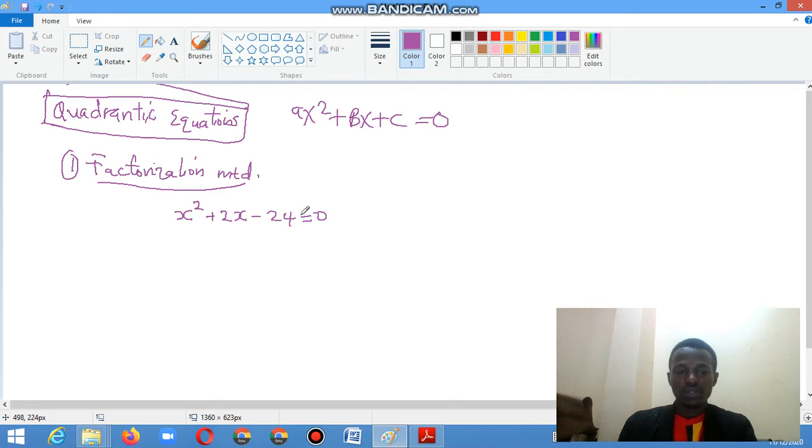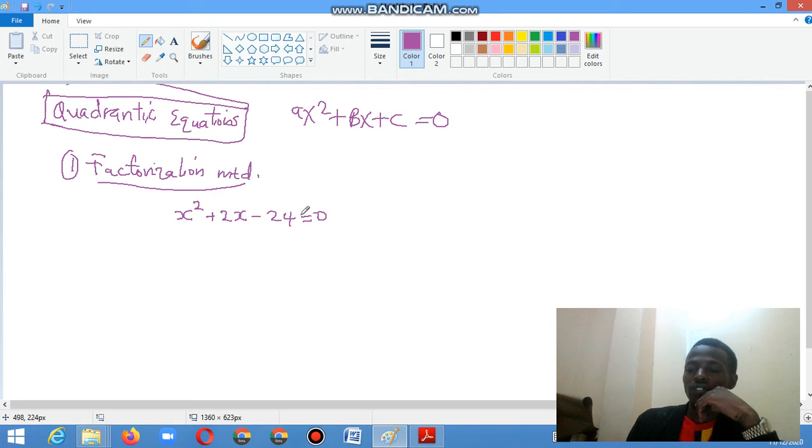Remember, quadratic equations have the highest degree 2, as you can see. If it is more than 2, they are no longer quadratic equations, but polynomials. Linear equations have only degree 1. Then if it has degree 0, that means it's a constant. So let me solve this equation by using the factorization method.